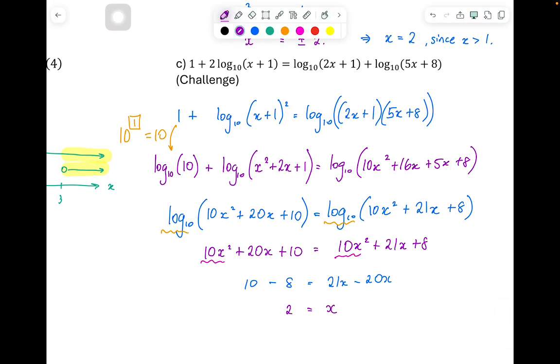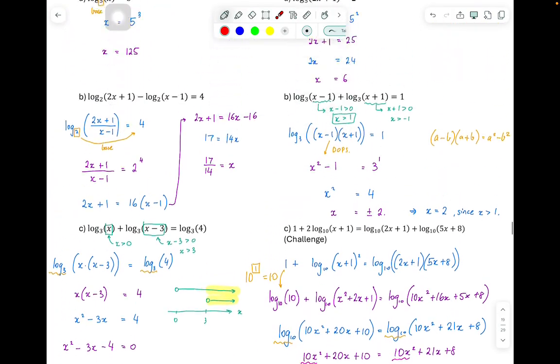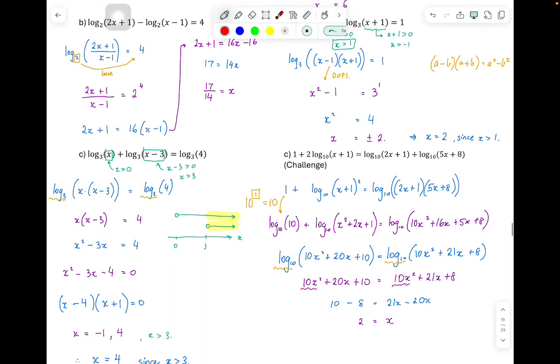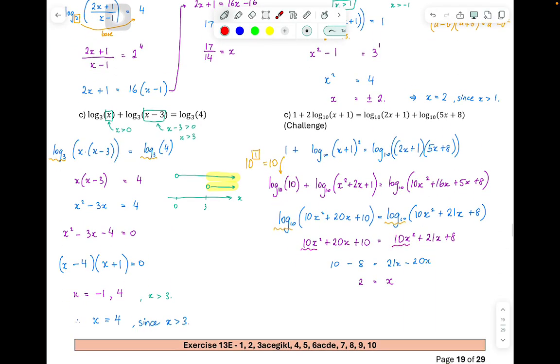This one was heavily involved with expanding quadratic brackets. There was also a little trick here. There was this merging or multiplication, and then the cancelling of logs on either side. So that's how you solve logarithmic equations and apply them in several different contexts.